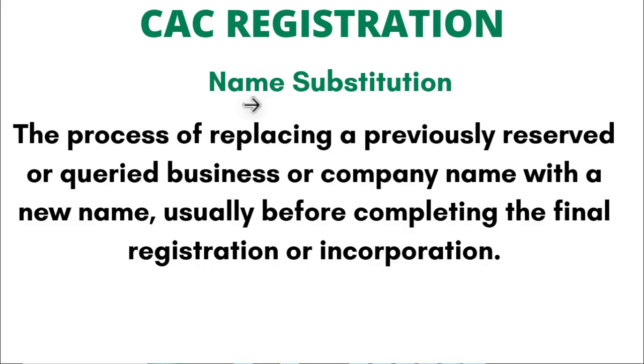We are going to know what name substitution is and when we need to do it. Just as the name says, substitution is to replace a previously approved name that is under registration. So this is only for businesses, company, NGO, limited partnership, limited liability partnership, incorporated trustee that has been approved but is still to be registered. It has not been registered, it has not been approved to be registered. So those are the ones that you can do name substitution for.